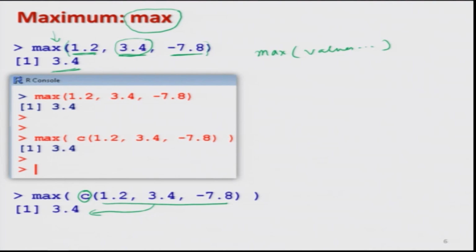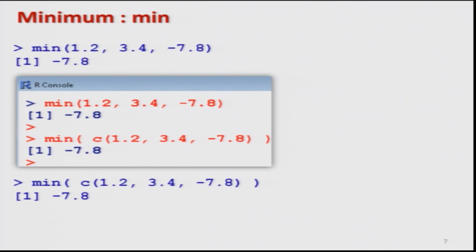Similarly, we can also find out the minimum. In this case, the command is min, which is the short form of minimum, and the rule here is again the same, just as we did in the case of maximum, that I write down the minimum, and inside the bracket I write all the values which are separated by comma. So here you can see I have considered 3 values 1.2, 3.4 and minus 7.8, and when I do this minimum of these 3 values, the answer comes out to be minus 7.8.